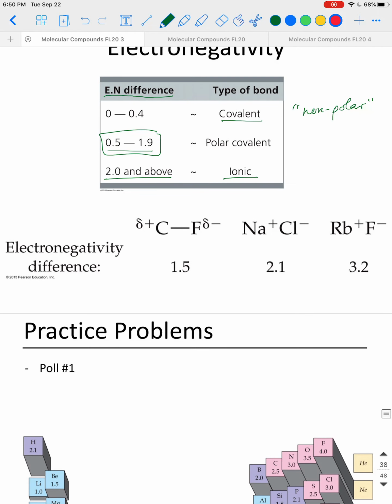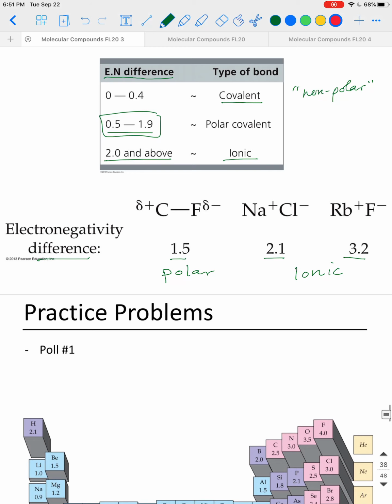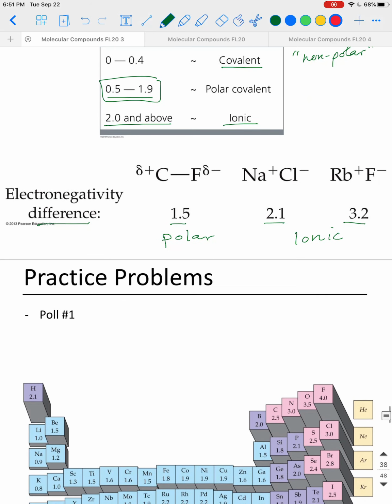Here's just some further examples. We have a carbon-fluorine bond, a sodium chloride bond, and a bond between rubidium and fluorine. And you can see the higher the difference, 1.5, 2.1, and 3.2, if we were to classify these bonds as nonpolar, polar, or ionic, well, you just look at the table and you see, okay, where on this table does it fit? 1.5, we'd classify that as polar. And this is the electronegativity difference. It's the difference between the two atoms involved. Sodium and chlorine and rubidium and fluoride, these are both ionic. Okay, if we were classifying bonds by looking at electronegativity difference, you just look at the table.